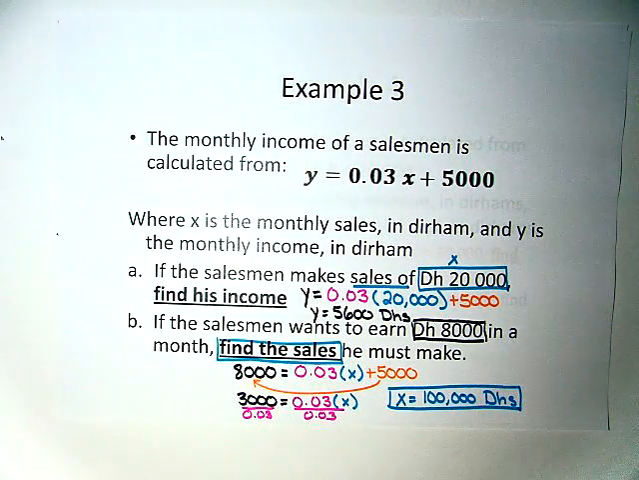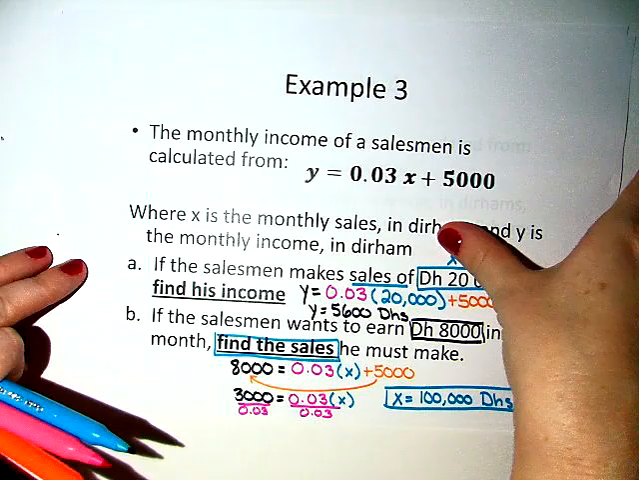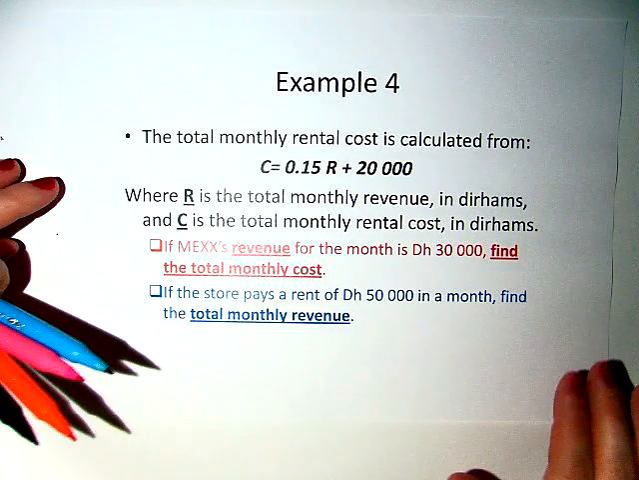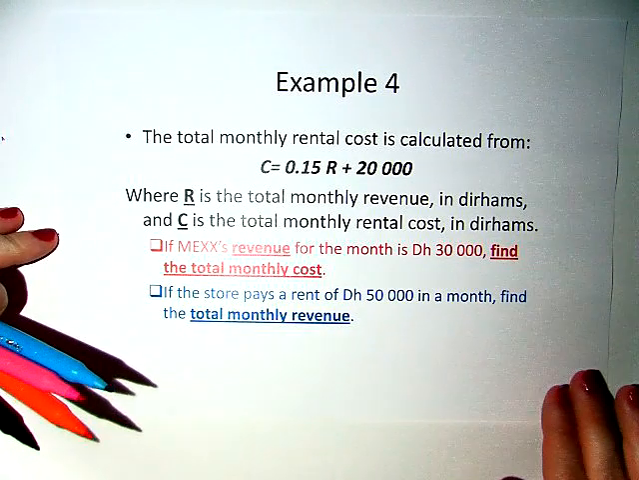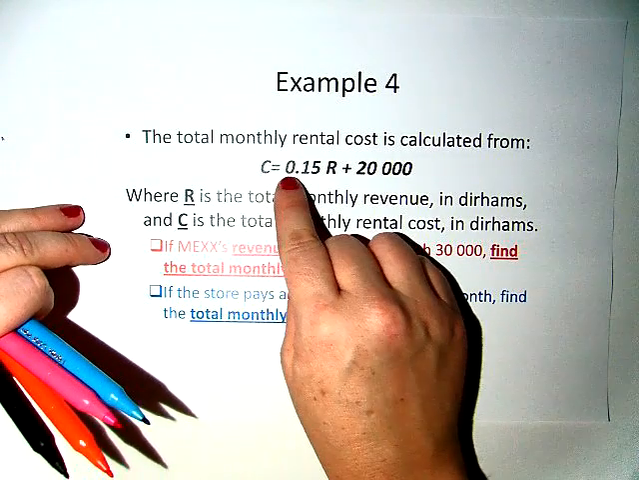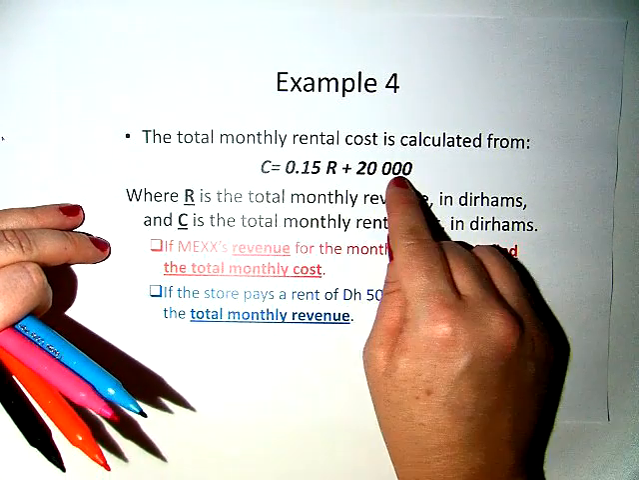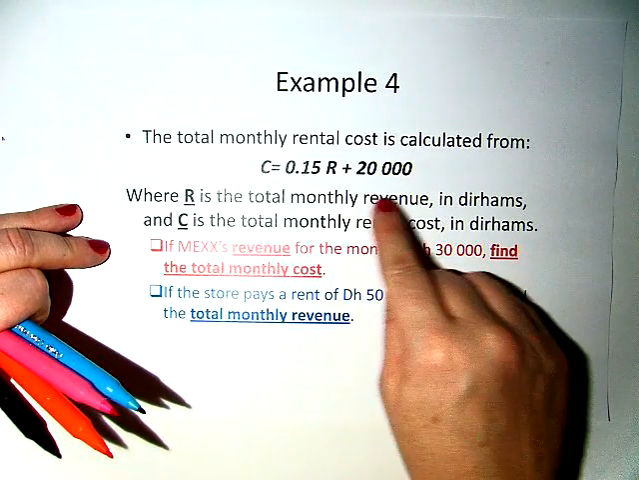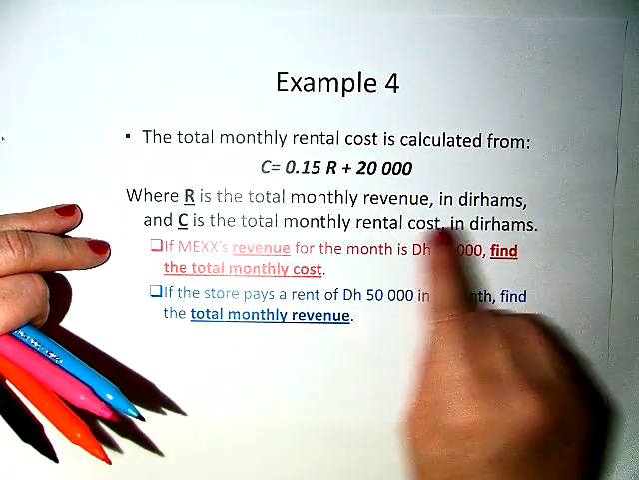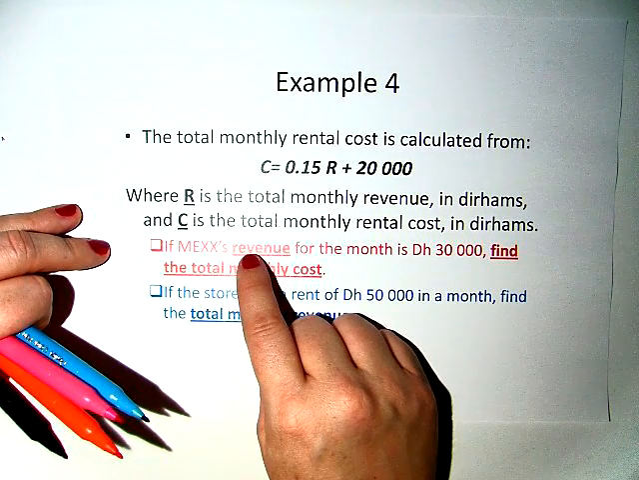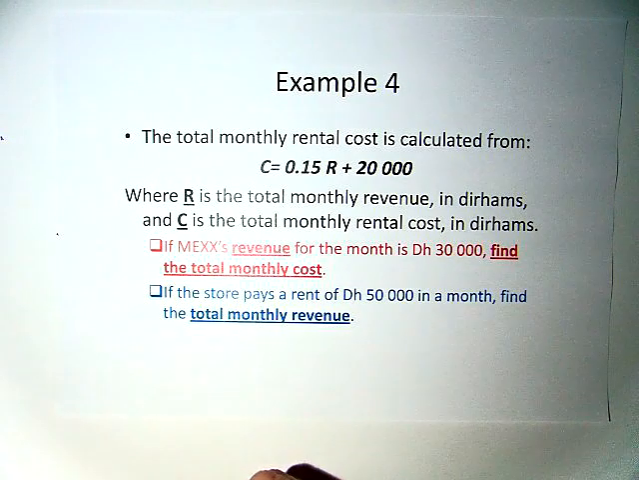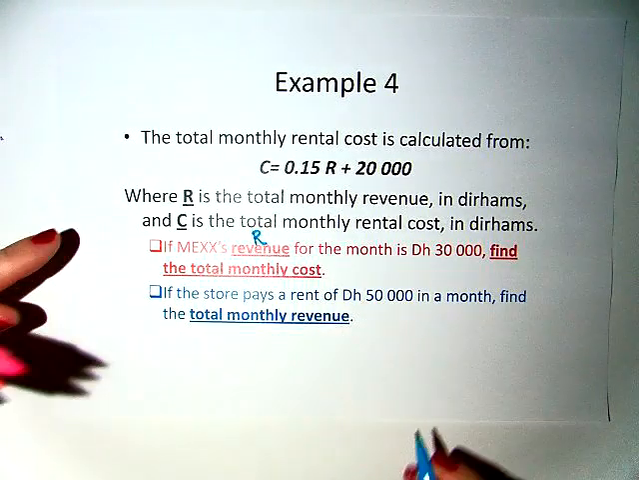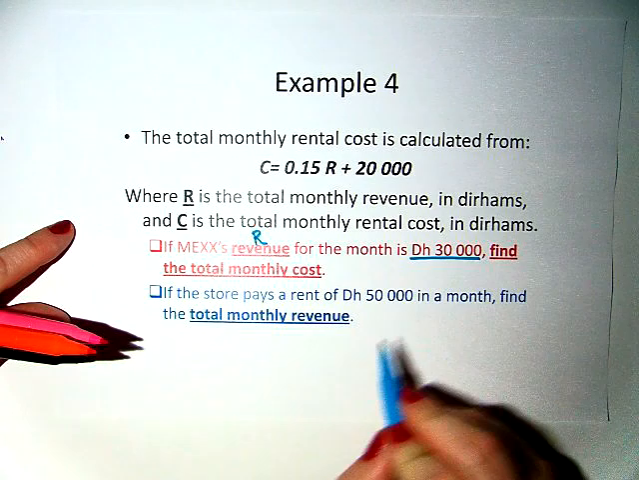Okay, so that was a little bit more difficult. Let's try another one just to make sure that we understand it. The total monthly rental cost is calculated from C equals 0.15R plus 20,000. That's something we figured out a little earlier. R is the monthly revenue in dirhams. C is the monthly rental cost in dirhams. If MEX's revenue, okay, our revenue is our independent variable, for the month is $30,000.